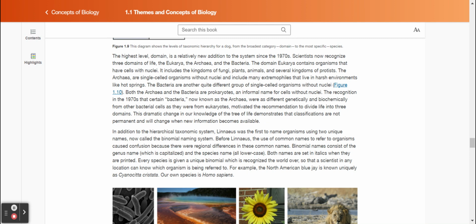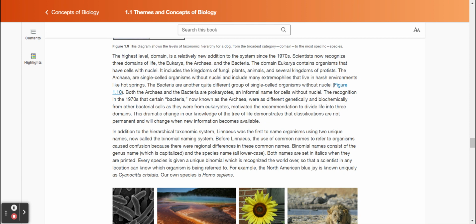The archaea are single-celled organisms without nuclei and include many extremophiles that live in harsh environments like hot springs. The bacteria are another quite different group of single-celled organisms without nuclei. Both the archaea and the bacteria are prokaryotes, an informal name for cells without nuclei.